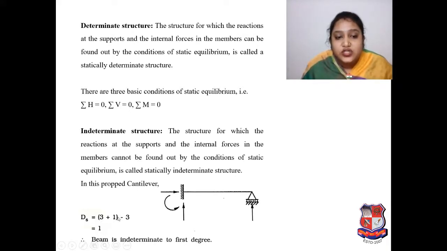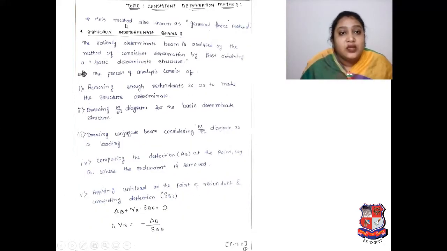If you do such things and get the answer 2 or 3, then the beam is indeterminate to second degree, third degree. But as far as our method is concerned, we will go for indeterminate to first degree. So this consistent deformation method is also known as general force method. The statically indeterminate beam is analyzed by the method of consistent deformation by first obtaining a basic determinate structure. The process of analysis consists of these steps.